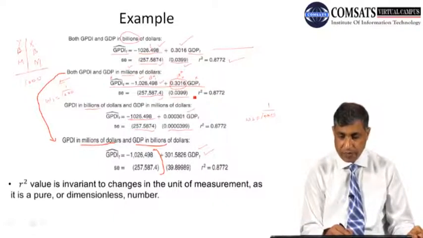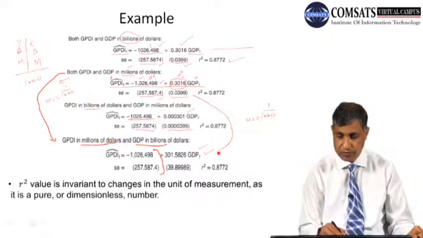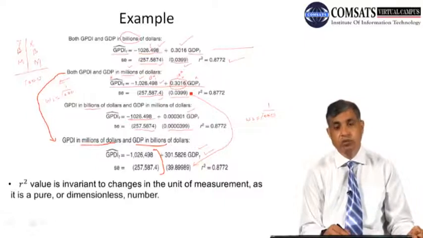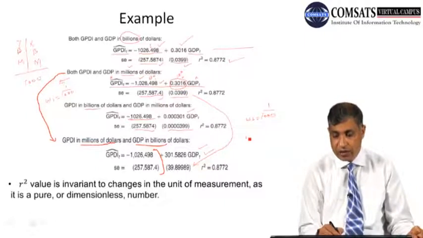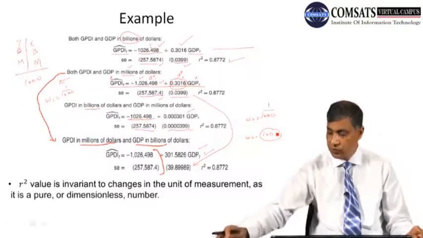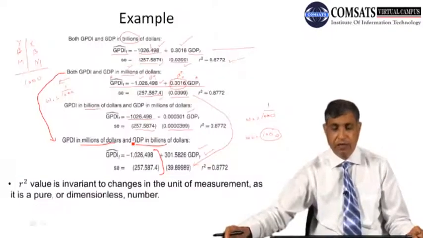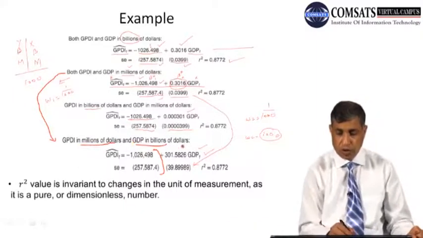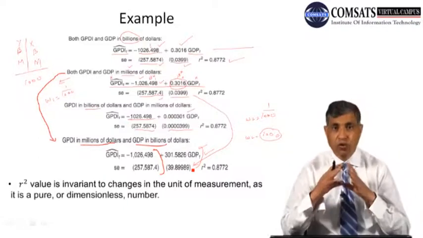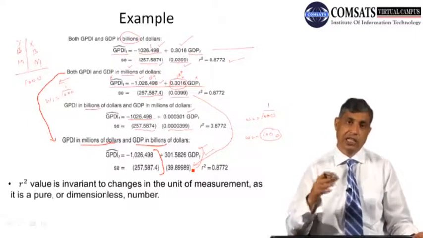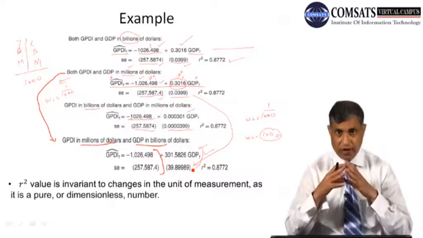Now compare this value with this value. You see that the decimal has gone three places, because all the values are multiplied by 1,000. Because if you take 1 over w2, all the values will definitely be multiplied by 1,000. So look at this, both have proved here that the situation has changed. So there are four fundamental, or you can say interesting, properties of scale and unit. And I think you have got the idea.